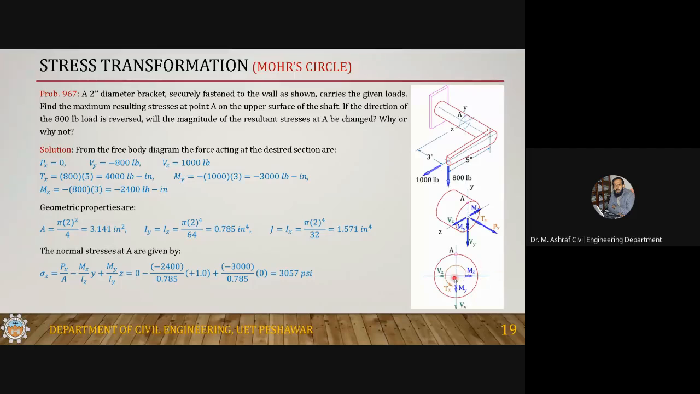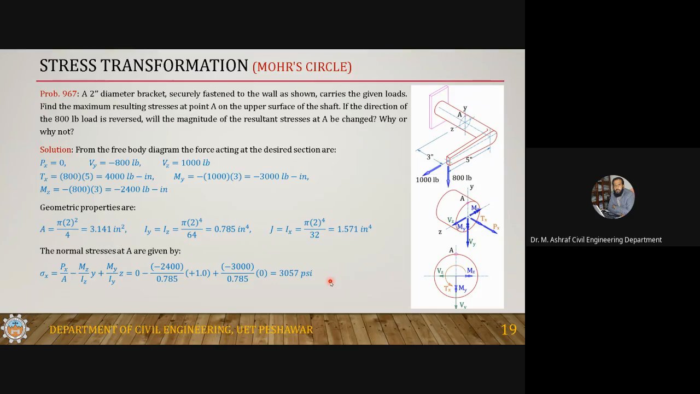So this is Mz, and this distance is plus 1. The total diameter is 2 inches written here, so it should be 1 inch. So this will give you 1, and this is Mz divided by Iy into this distance, which is 0, because from the y-axis the distance, the z, is 0. This is the point where we want to calculate stresses. So the stress is caused only by this Mz, which is equal to 3057.